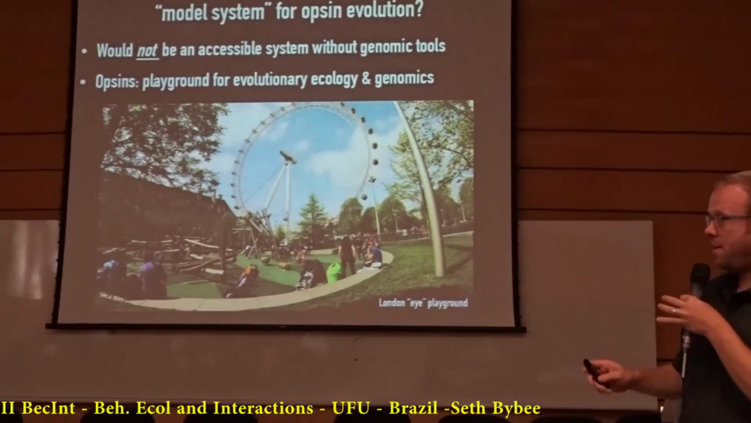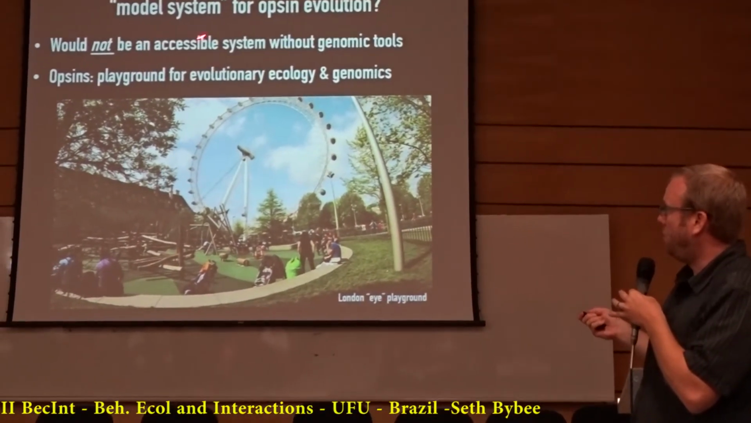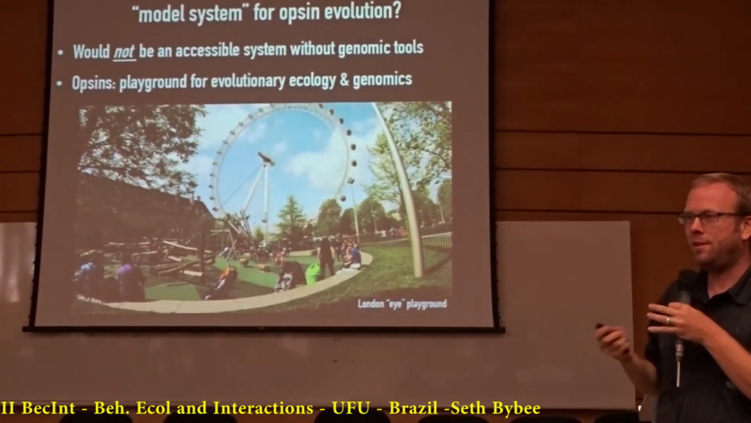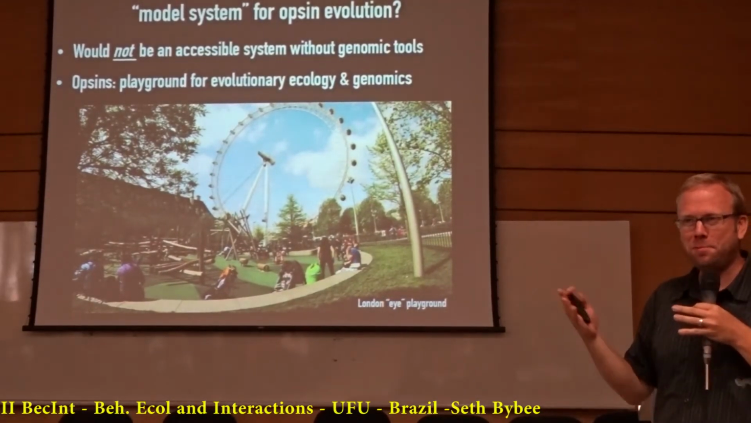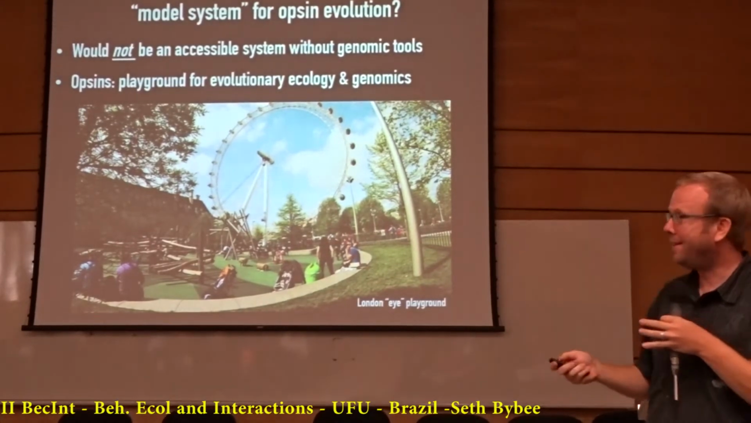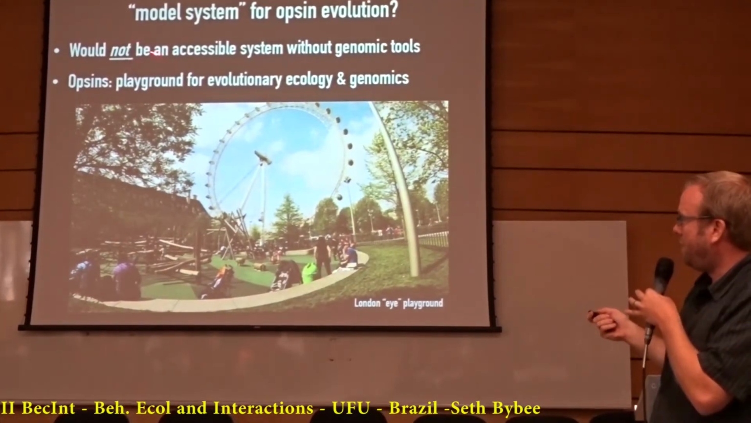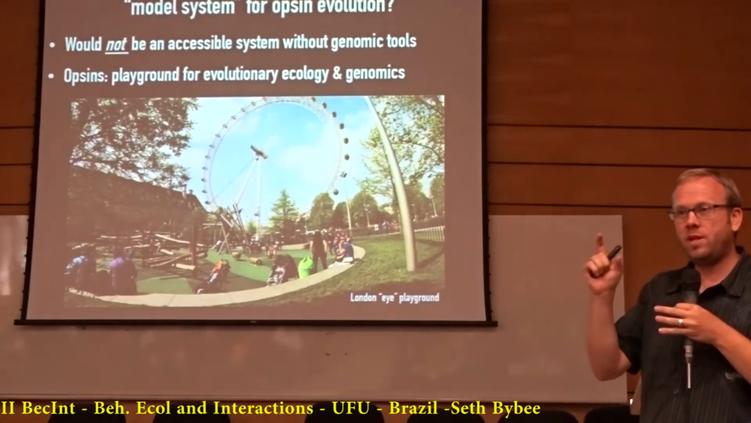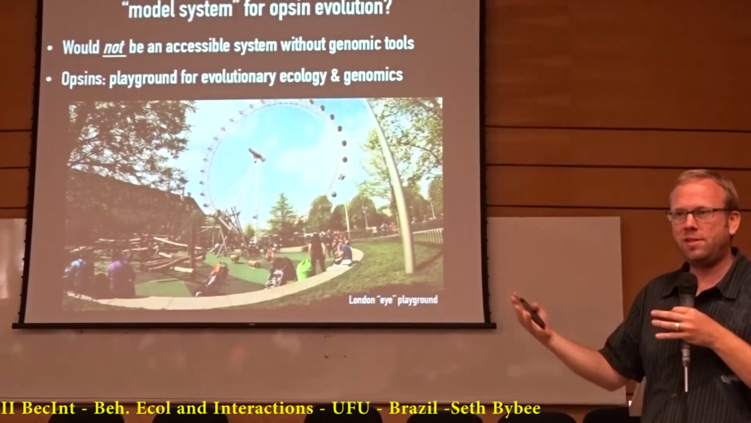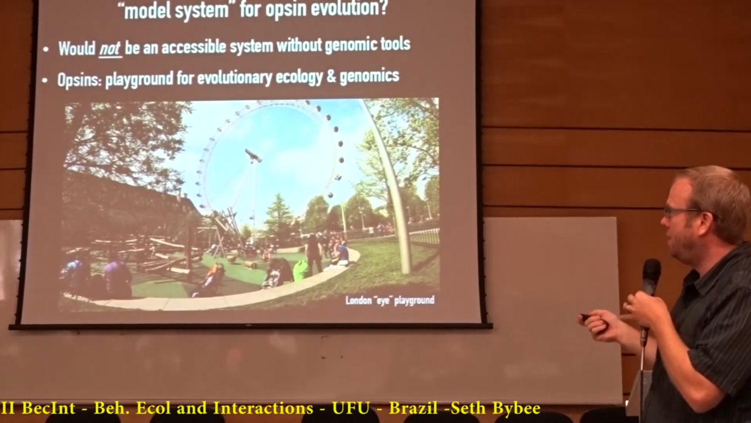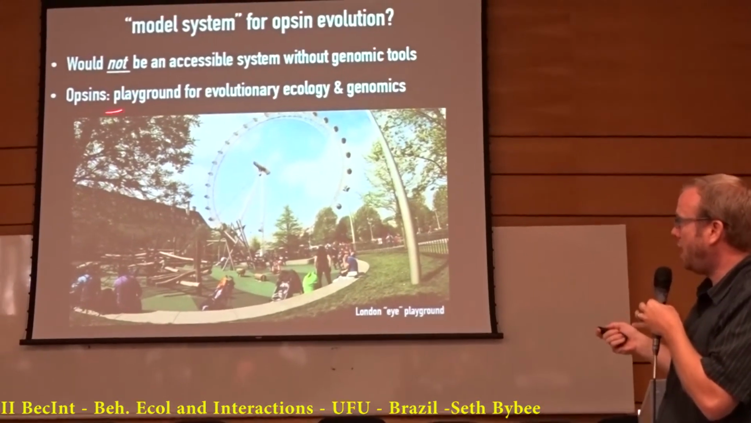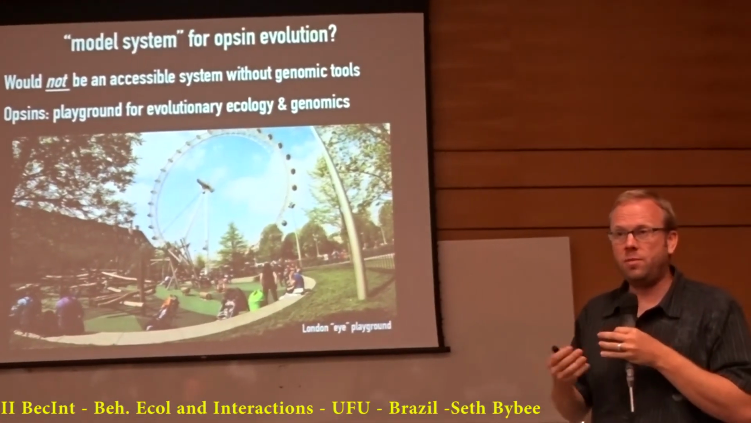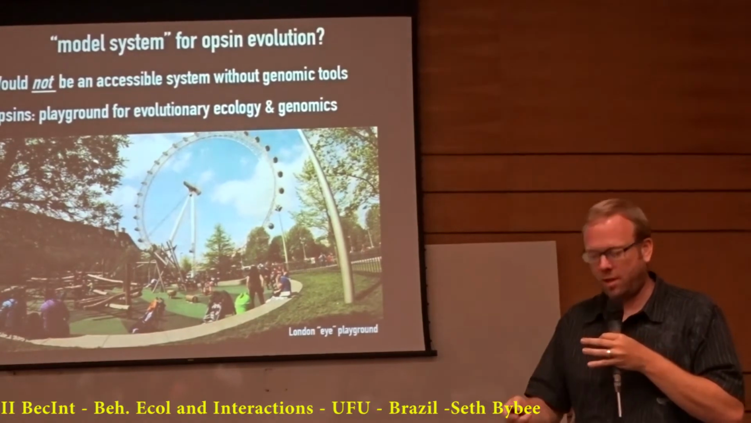All right, so I'll wrap this up. I would argue that odonates are a model system for opsin evolution, and if you guys have any interest in this, you should get into it. There's plenty of room. Everyone can play here, right? And this work would not be accessible without genomic tools like transcriptomics, because they have so many copies, it's impossible to do enough PCRs to find what you're looking for. But beyond that, I think opsins are a really cool playground for evolutionary ecology and genomics and behavior even. I think they can help explain a lot of things.